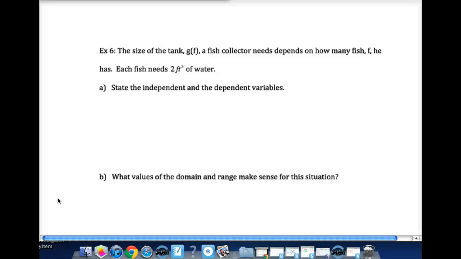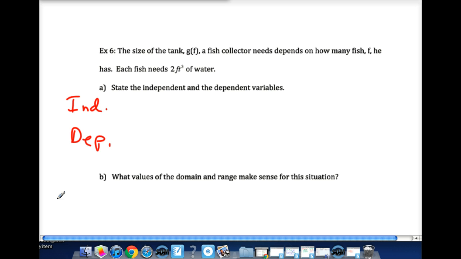Which one depends on the other? Fish depends on the water, or else he'll die. Well, what if you put a regular goldfish in salt water, it can die. Water depends on how many fish. Say that again. That's the way to say it. Water depends on how many fish. The water, the size of the tank, depends on how many fish he has.